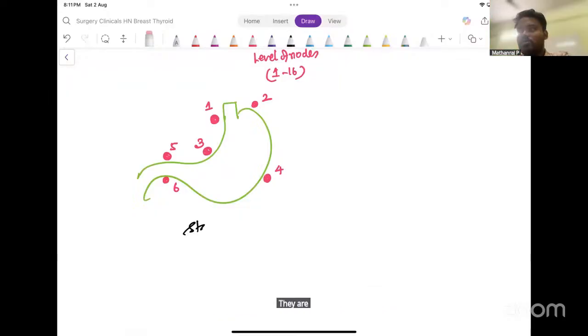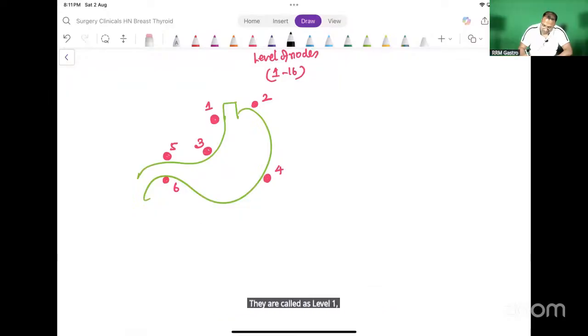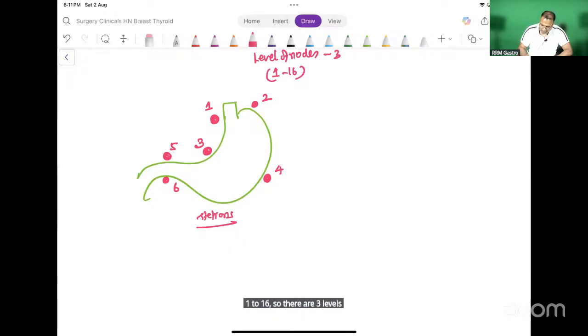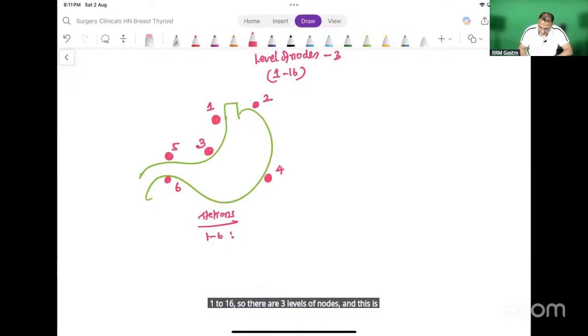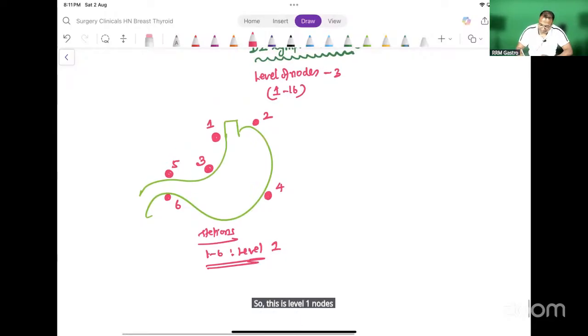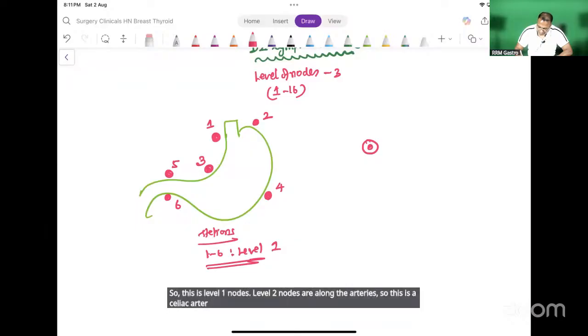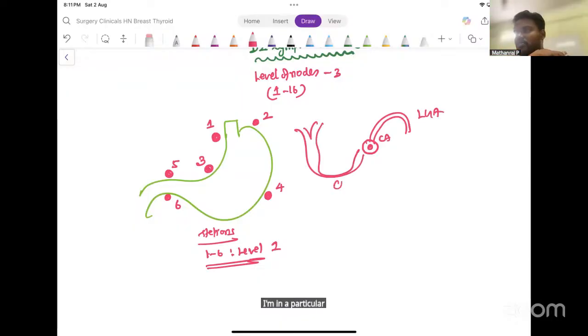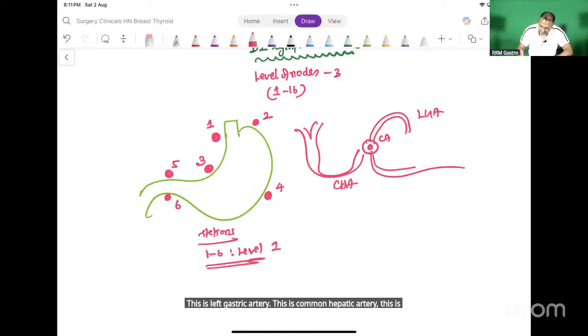They are called level 1 nodes. These are stations 1 to 6, and there are 3 levels of nodes. Level 2 nodes are along the arteries. So this is the celiac artery. This is the left gastric artery. This is the common hepatic artery. This is the splenic artery, and this is the spleen.